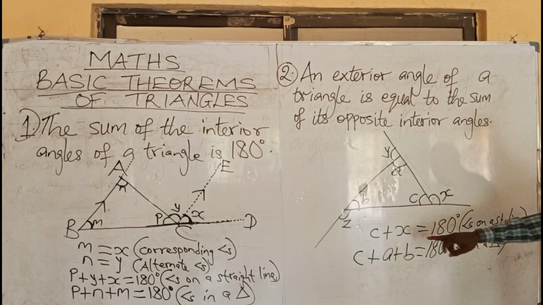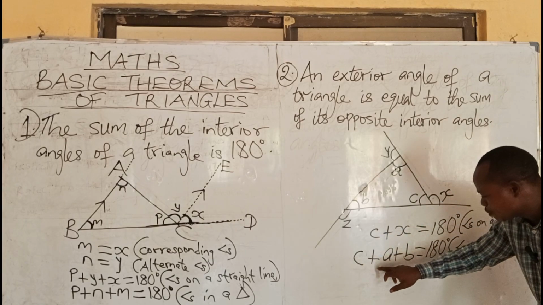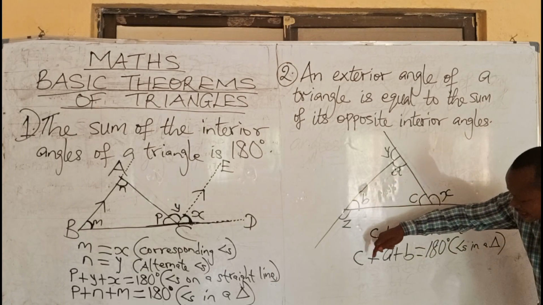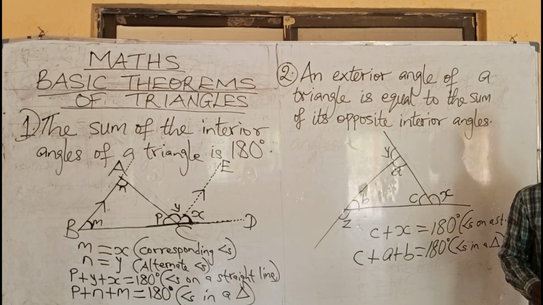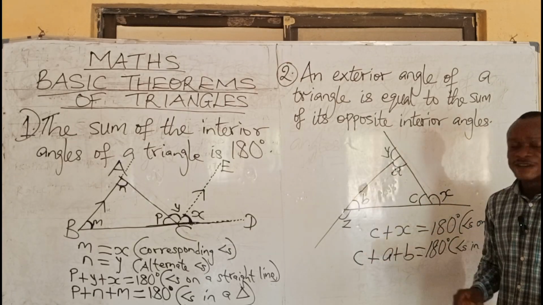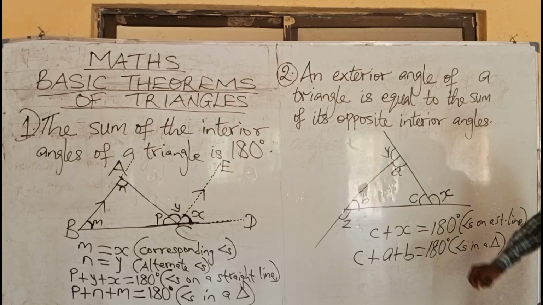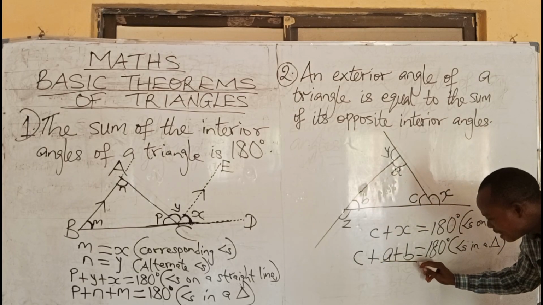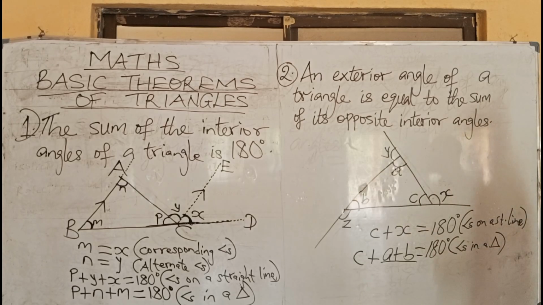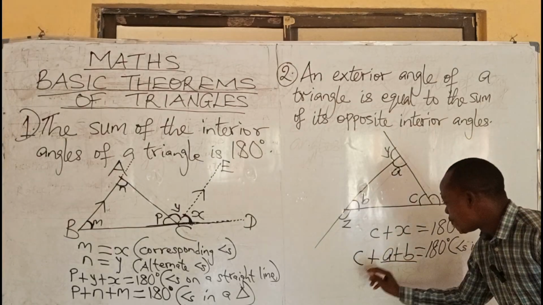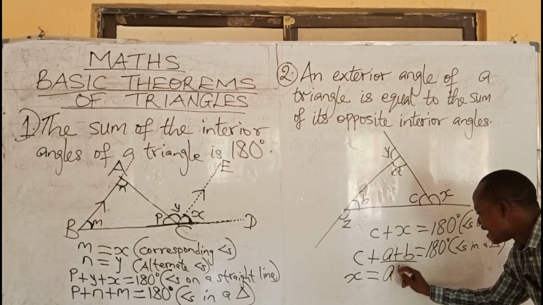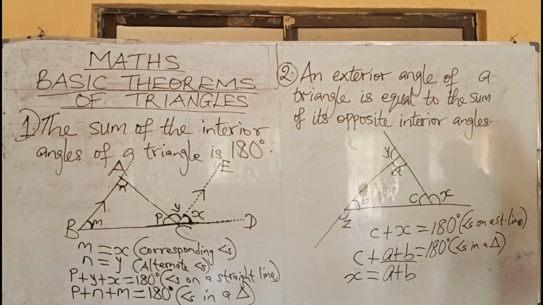Now, if C plus X is 180, and then the same C plus A plus B is also 180. This is C, meaning the value remains the same. The value of C here is also the value of C here. What that means is that A plus B is equal to X. So we are saying that our X here is equal to the sum of A and B.